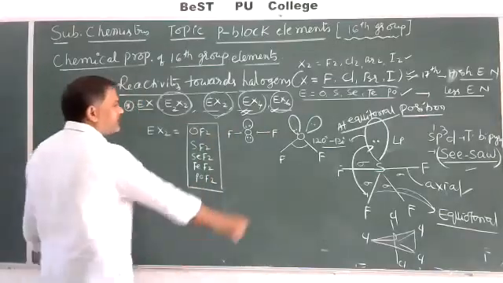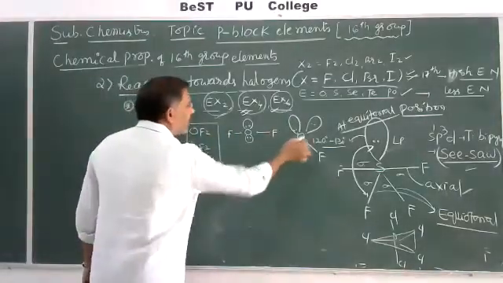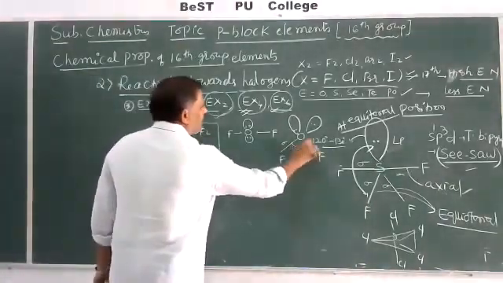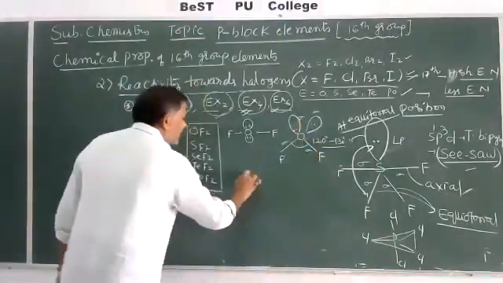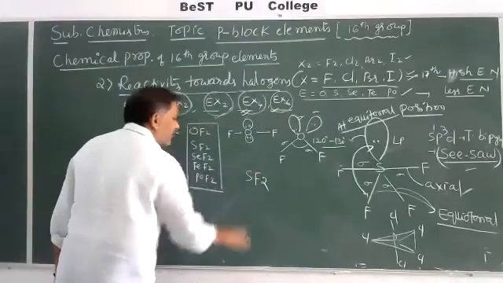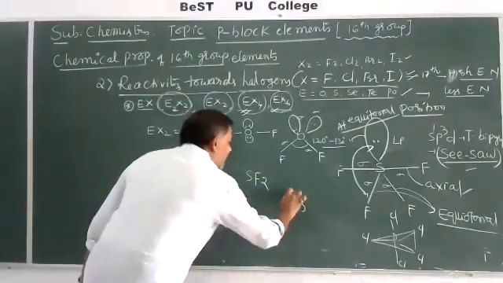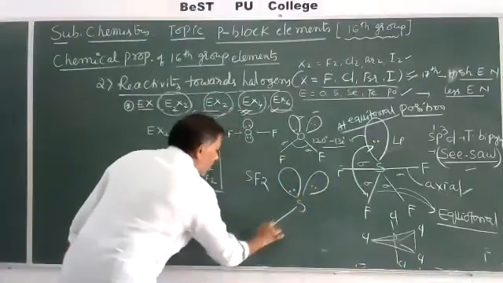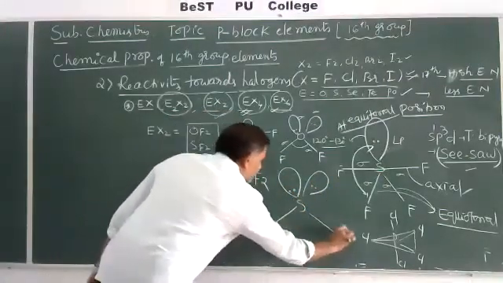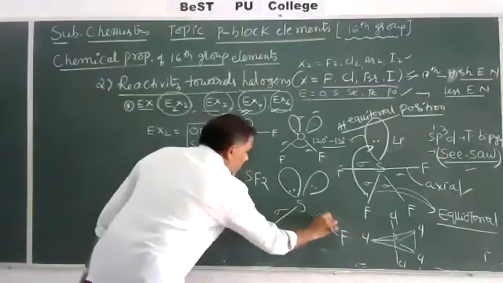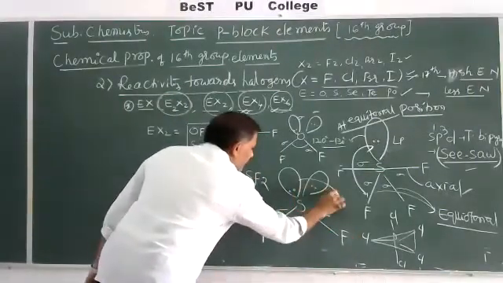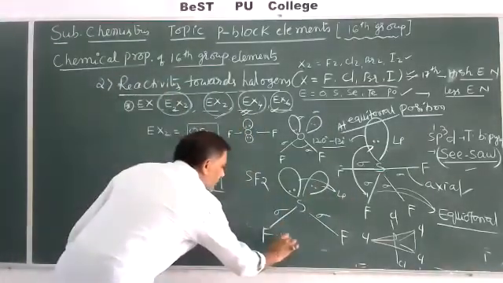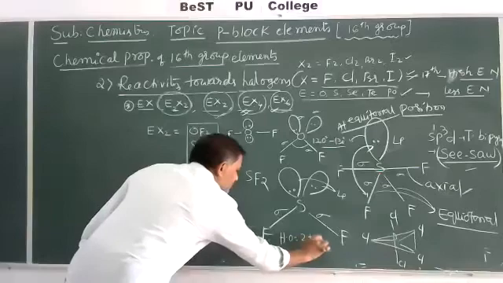In dihalides, the central atom of the element undergoes sp3 hybridization. See here, SF2 is there. Around sulfur, two lone pairs are there and two bond pairs are present. Sigma bonds are 2 and lone pairs are 2. These two are the lone pairs. Now the hybridized orbitals are 2 plus 2, that is 4.